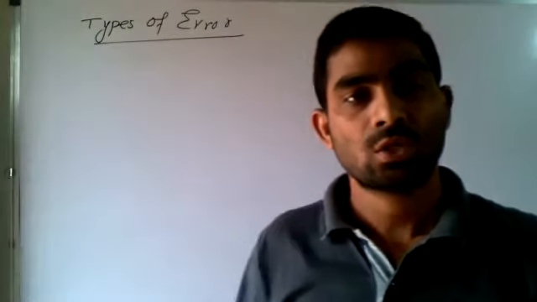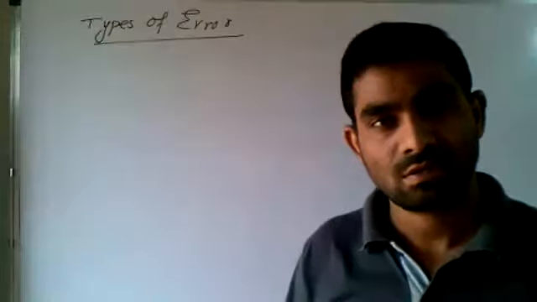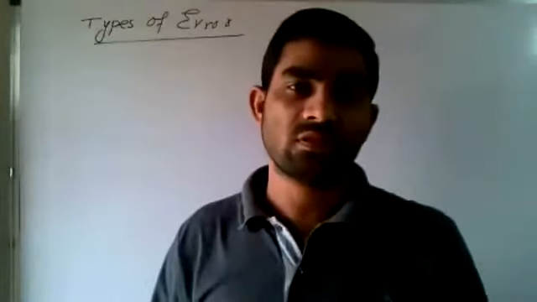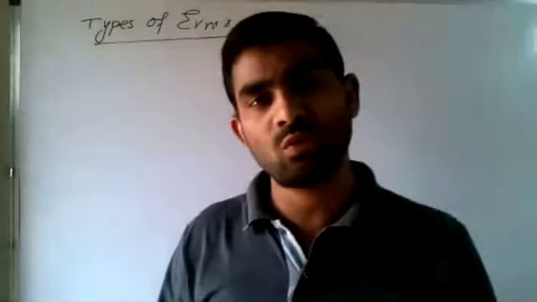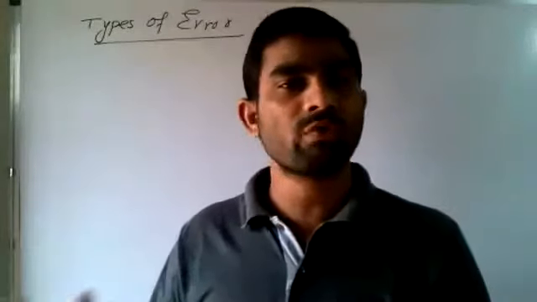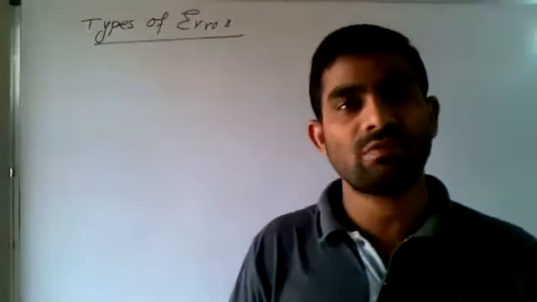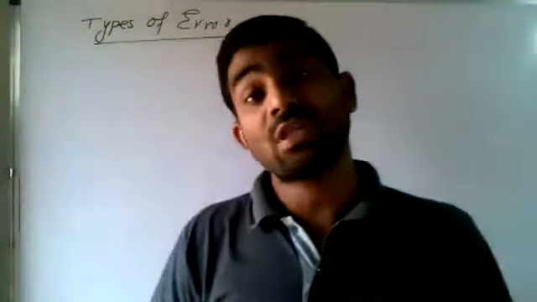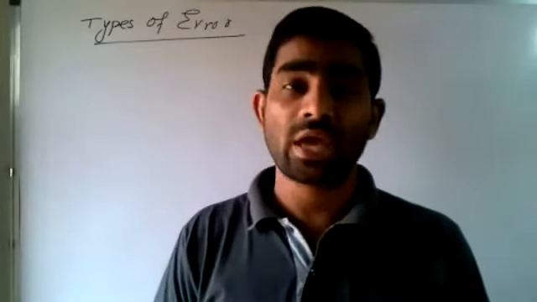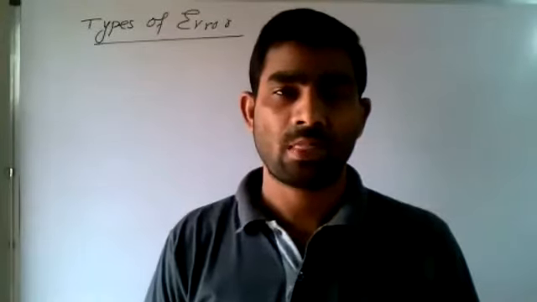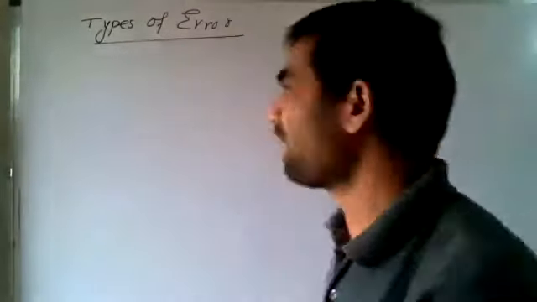Fine. So types of error means what? Error, what is the error? When there is a difference between the observed value and the true value. That's all. When we have a difference between the observed value and true value during the measurement in analytical chemistry, it is called error. And there are two types of error in fact.